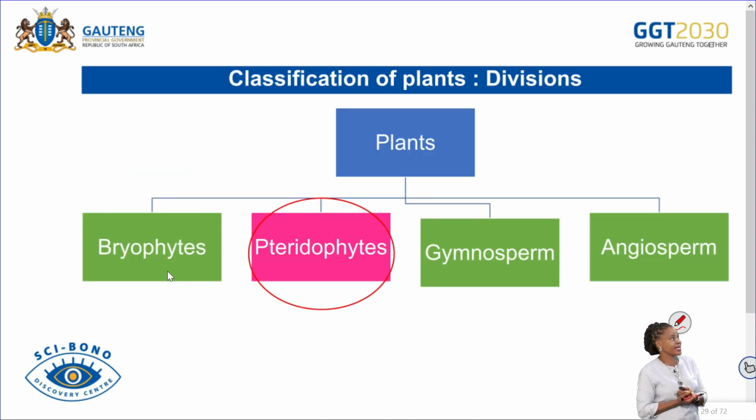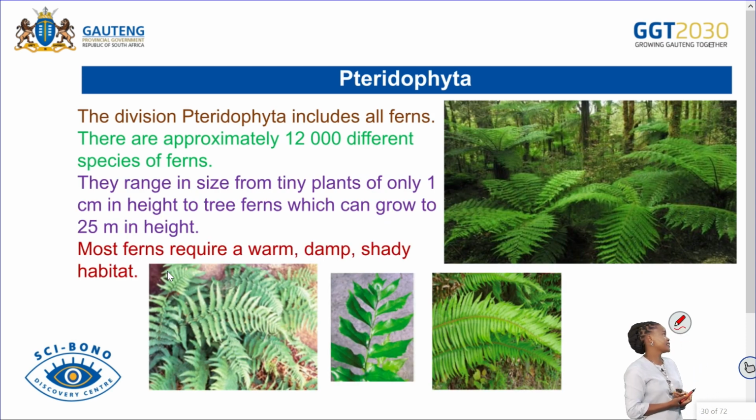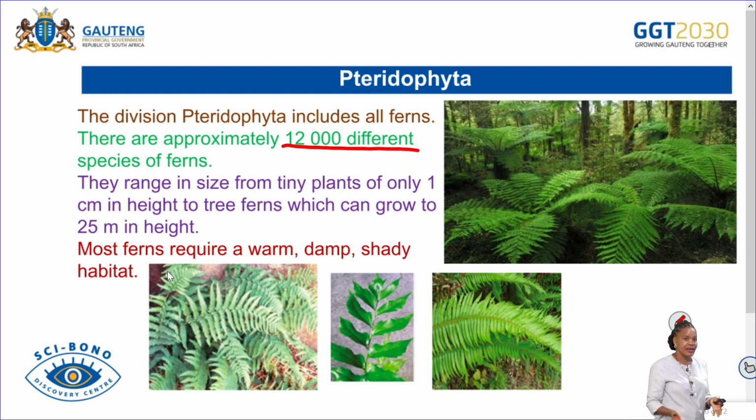Now we move to the second division, grade 11s. The second division is called the pteridophytes. So we've got the silent P there. We don't say pteridophyte, but it's called pteridophytes. So let's quickly look into our pteridophytes. The division of pteridophytes usually includes ferns, and there are approximately 12,000 different species of what? Of ferns.